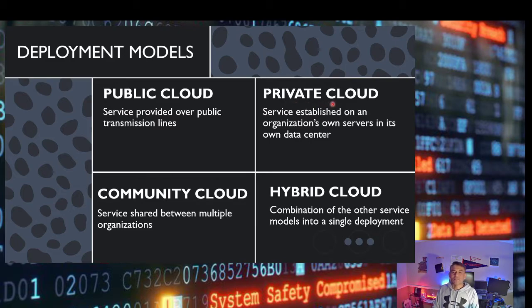The next one is a private cloud. Now, this is a little bit more secluded, more secure as well. It is dedicated to an organization, so the service is established on an organization's own servers in its own data center. And then we have the community cloud. It is the service shared between multiple organizations in a community. And finally, the hybrid cloud, which is a combination of any of the other service models into a single deployment.